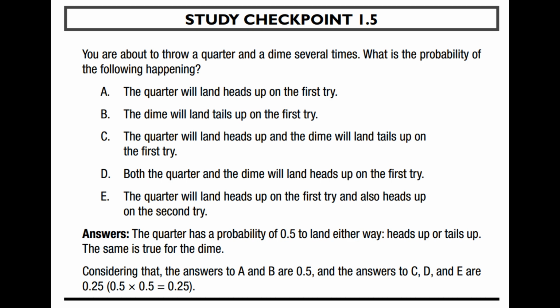Answers: The quarter has a probability of 0.5 to land either way, heads up or tails up. The same is true for the dime. Considering that, the answers to A and B are 0.5, and the answers to C, D, and E are 0.25, since 0.5 times 0.5 is equal to 0.25.